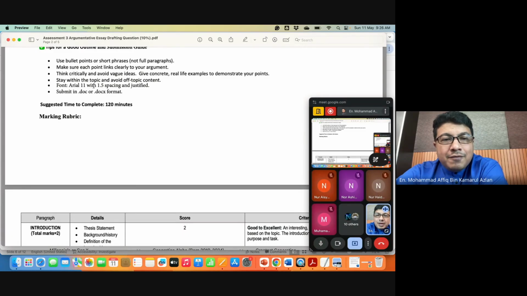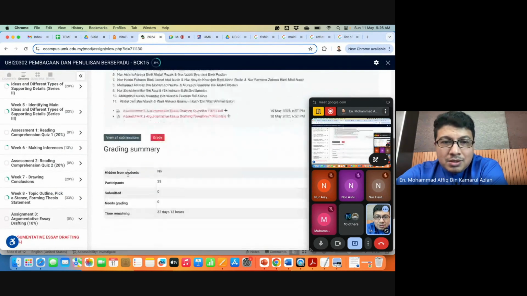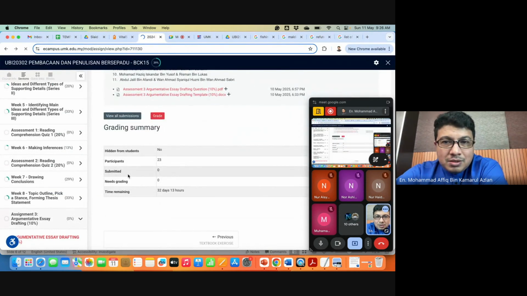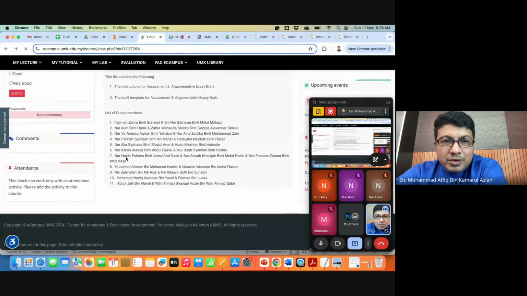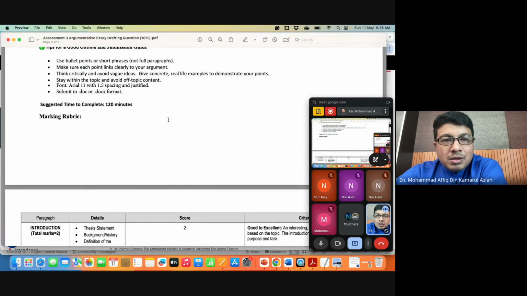Font Arial 11, spacing 1.5, justified. Submit later when you submit on the campus. When you submit to the link here, make sure it is in doc, Microsoft Word format.